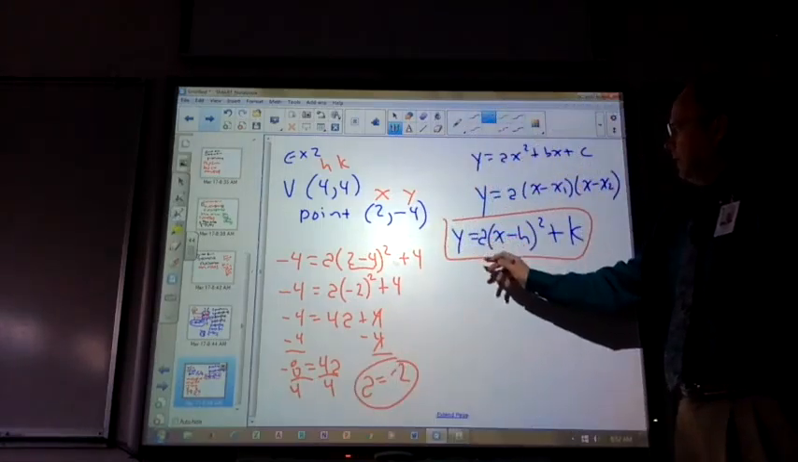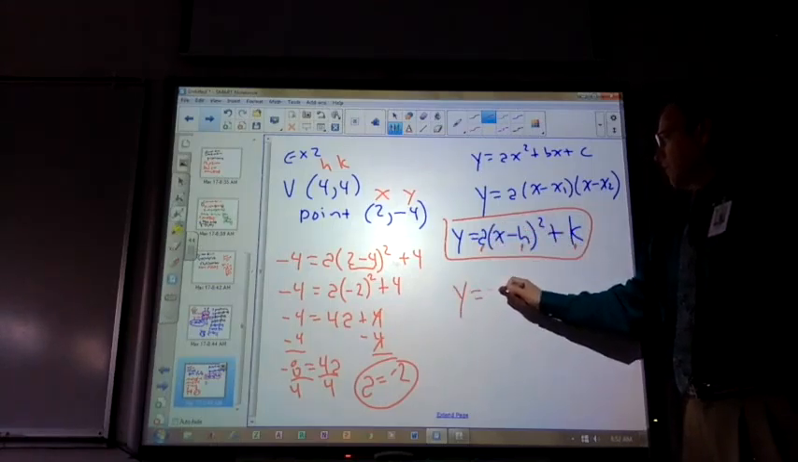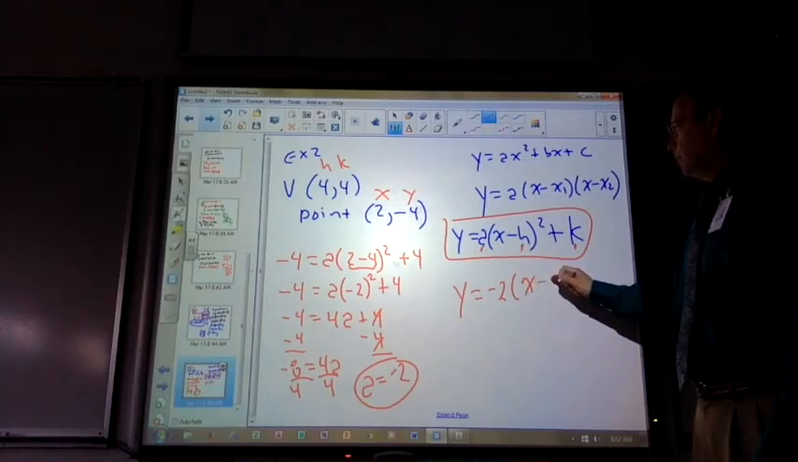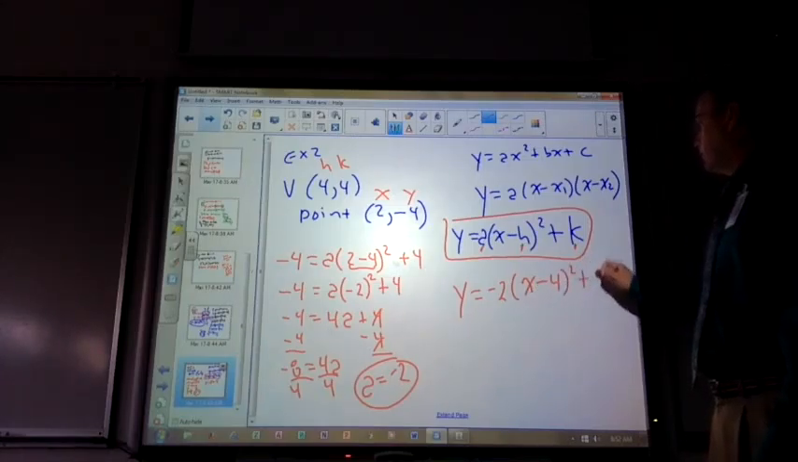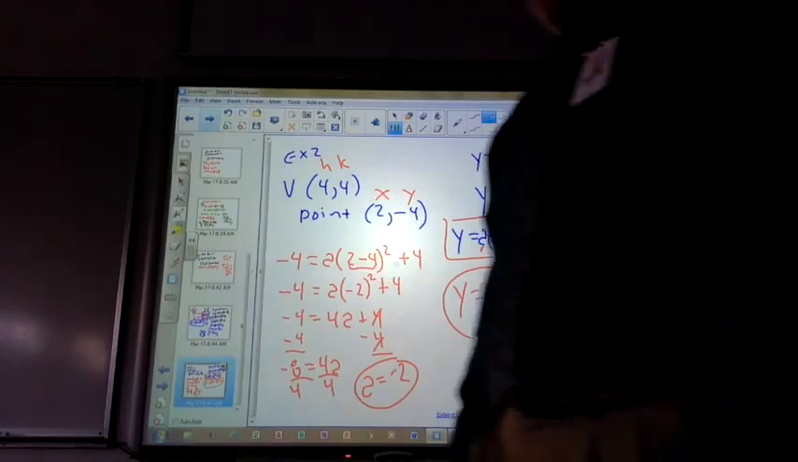So now I know a equals negative 2. I'm going to plug my h and my k in, and leave x and y alone. This is my equation to my parabola. So far, vertex form works twice for us. I bet you they'll give us some that won't have just the vertex form.